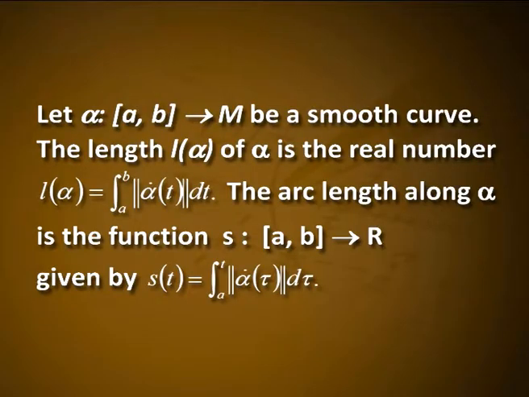Now, we will see some definitions. Let α from the closed interval [a, b] to M be a smooth curve. The length L of α is the real number L(α) equal to the integral from a to b of the norm of α'(t) dt. The arc length along α is the function s from [a, b] to R given by s(t) equal to the integral from a to t of the norm of α'(τ) dτ. Note that L and s are defined because t goes to the norm of α'(t) is continuous. The function s is of class C¹, but it is not necessarily smooth because t goes to the norm of α'(t) is not necessarily differentiable where α'(t) is equal to 0.